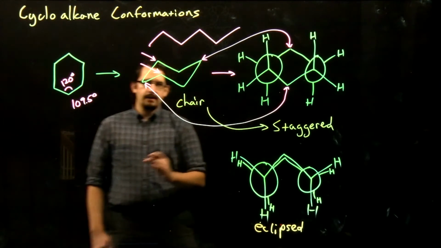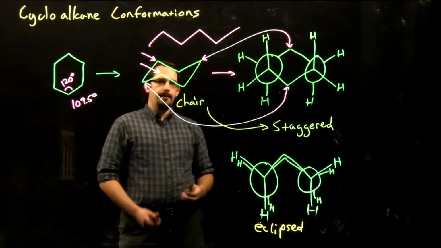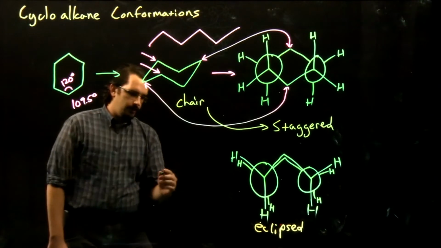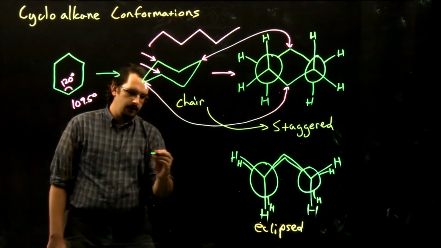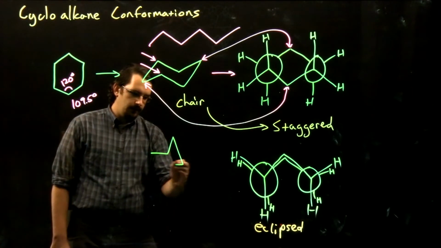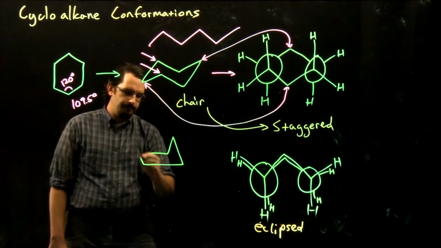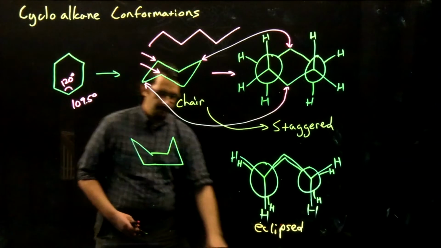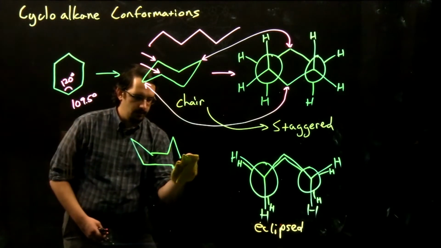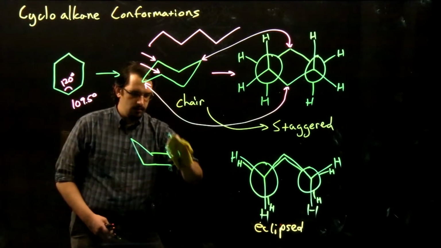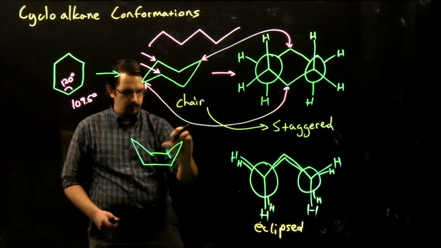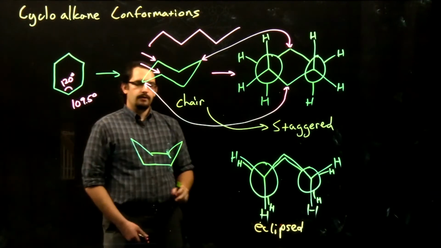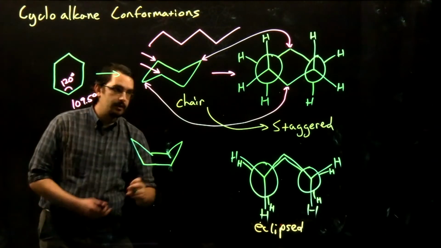So if we try to translate this into our line drawing structure outside of our Newman projection, this would look something like this. Let's go ahead and change this slightly. There we go. So this is what we call our boat conformation.